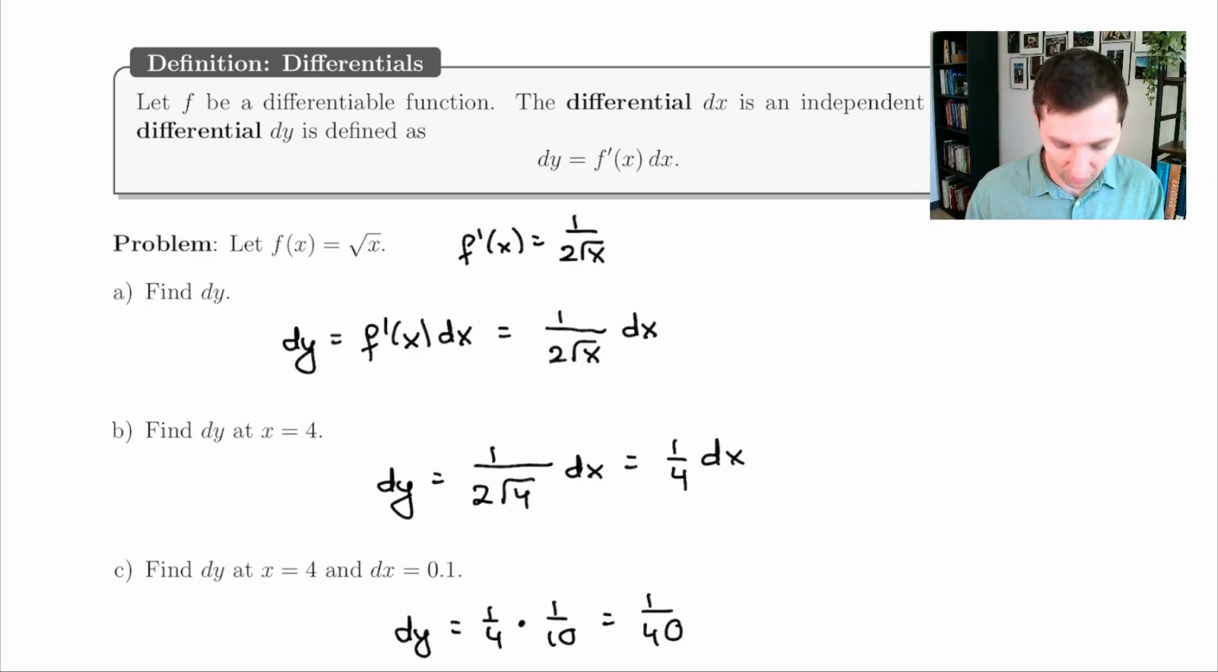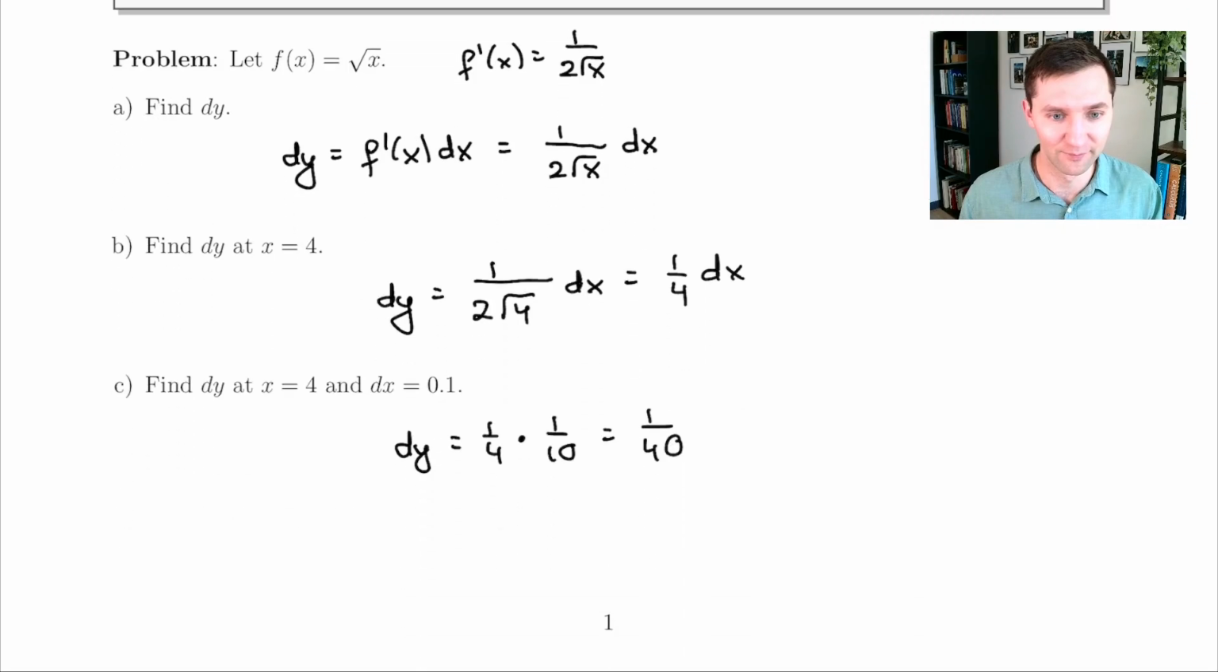What is the meaning of dy being 1 over 40? What does this tell me? Let's see on the next page.